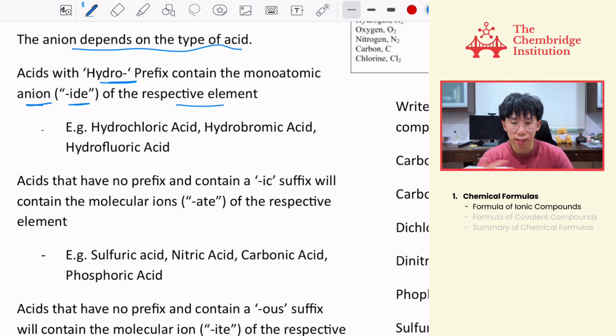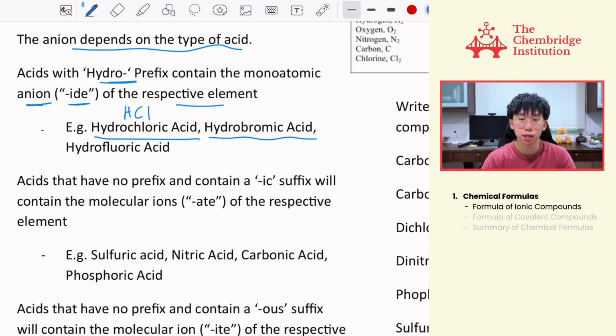So let's take a look at an example. For example, hydrochloric acid. Hydrochloric acid is H, and then chloric means it has the chloride ion. The chloride ion is Cl, so it's just HCl. Hydrobromic acid means it's H, and then bromic means it has the bromide anion, so it is HBr. Then hydrofluoric acid is H, and then fluoric, so it's the fluoride ion, so it has the fluorine anion inside, which is the F over here.